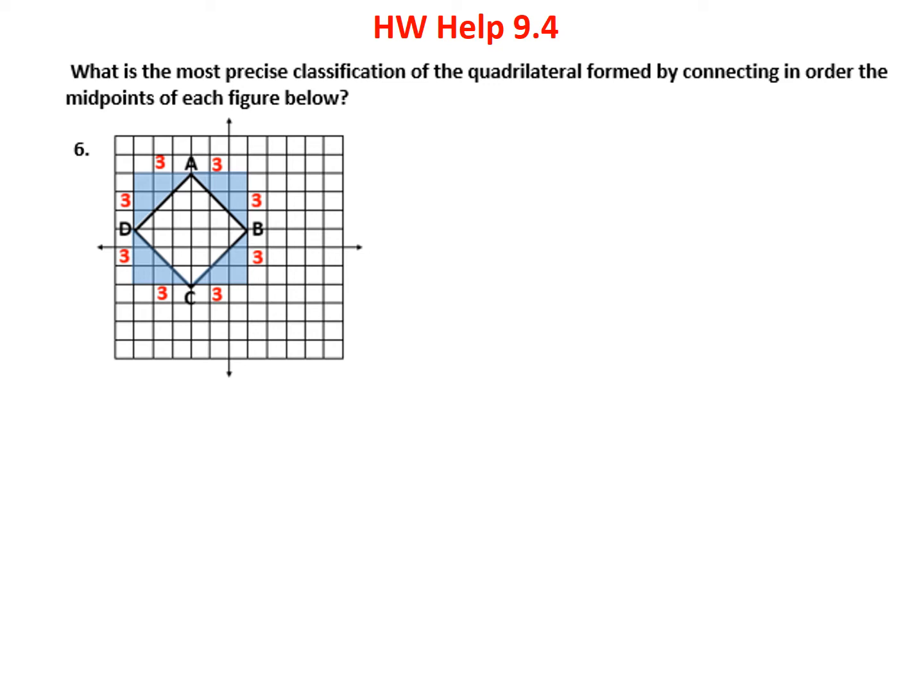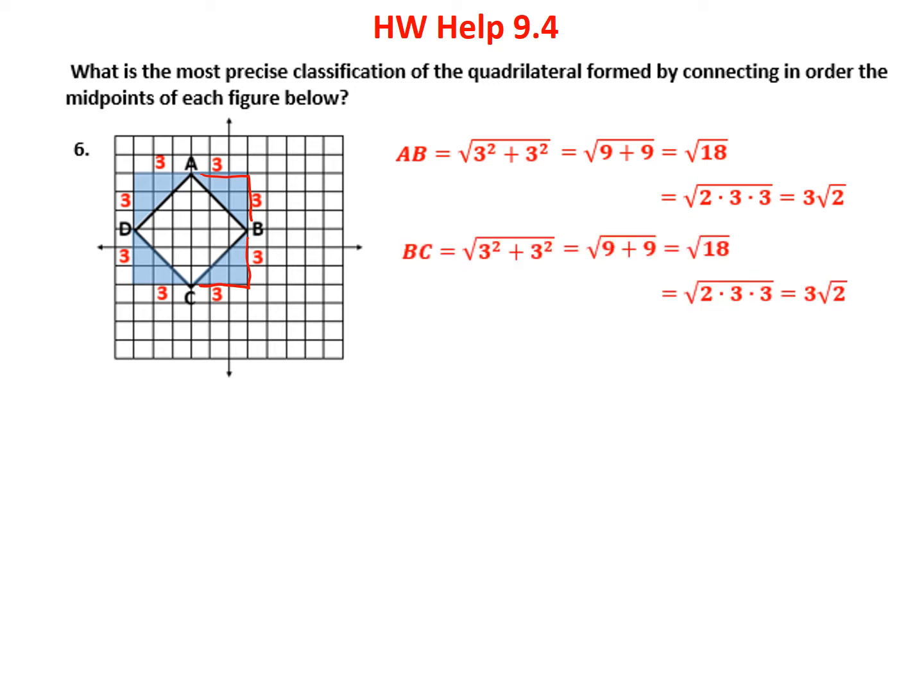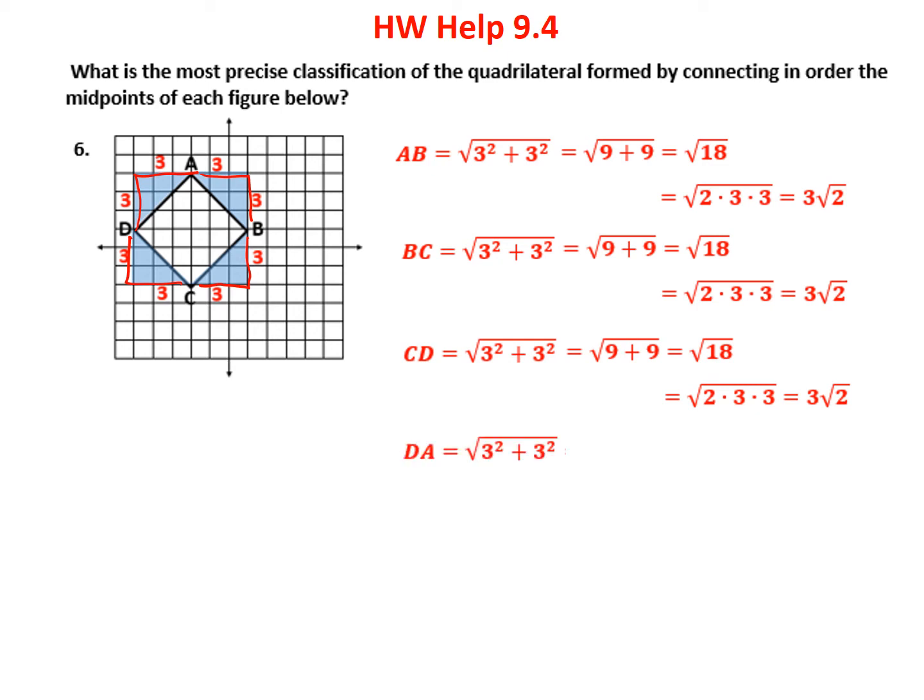First line, AB, we notice it's 3 and 3. So AB is the square root of 3 squared plus 3 squared. That's going to be 9 plus 9, the square root of 18, or 3 radical 2. When we go to BC, we notice that's 3 and 3 as well. So that's going to be the same thing, square root of 3 squared plus 3 squared. And when we go to CD, 3 and 3. So those are 3 sides that are the same. And finally, the last one, 3 and 3. So 3 squared plus 3 squared, 18, and we take the square root.